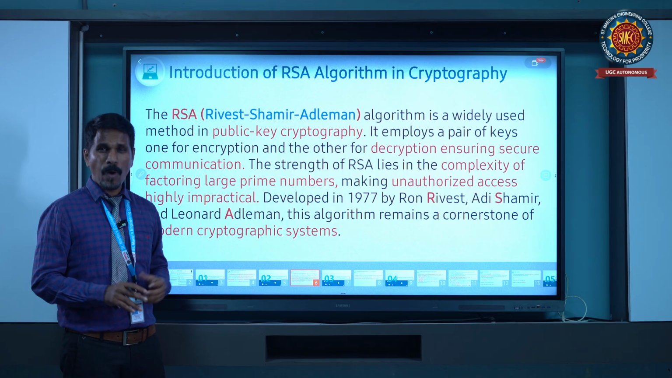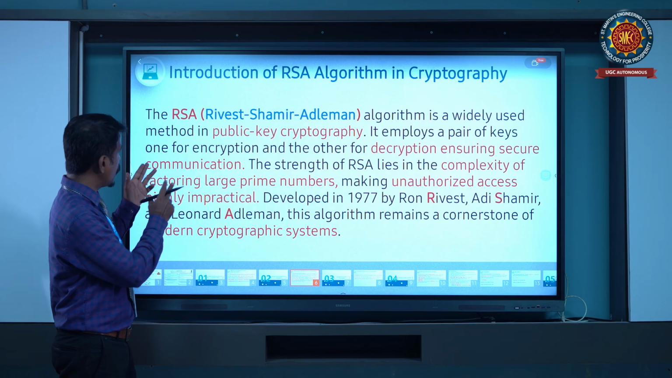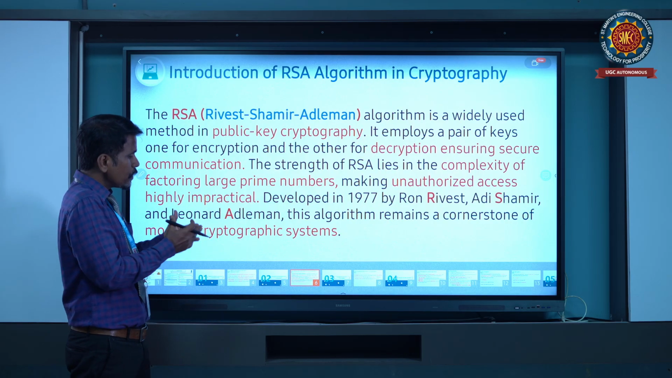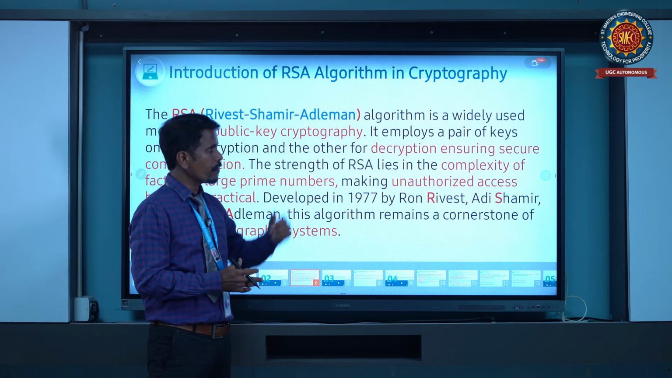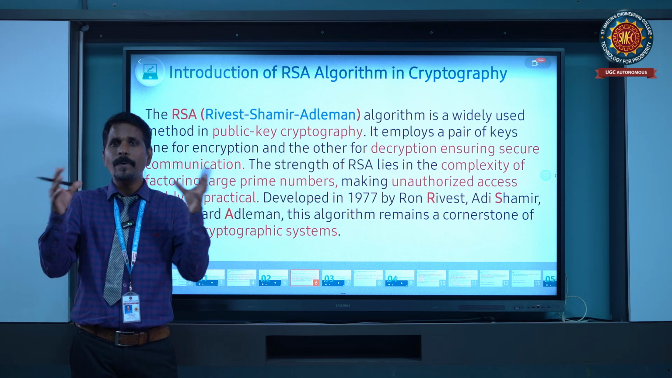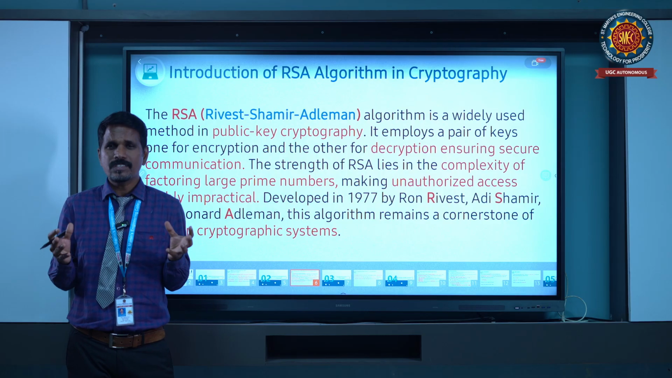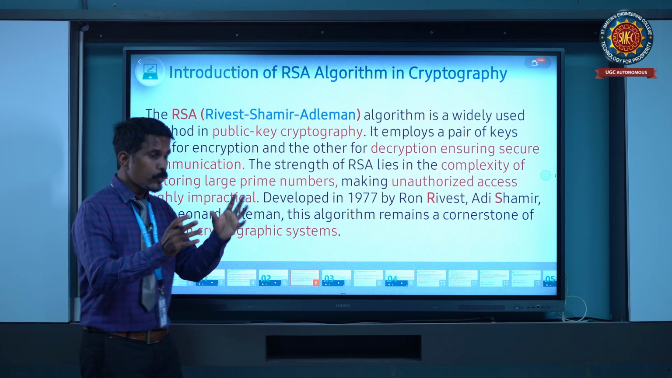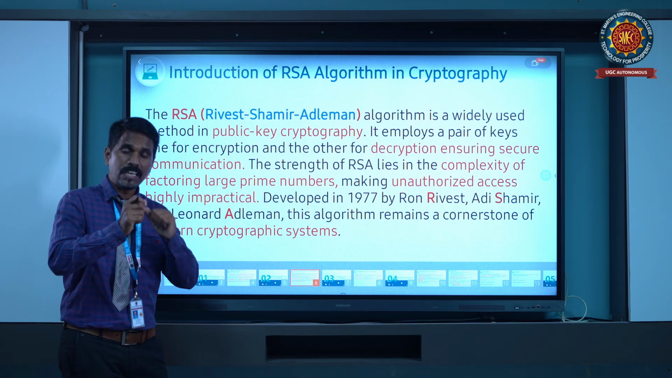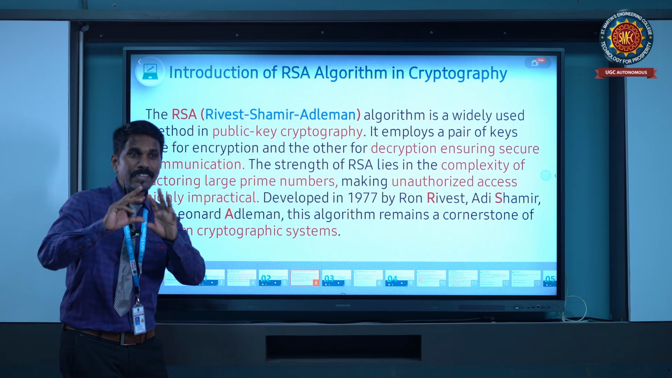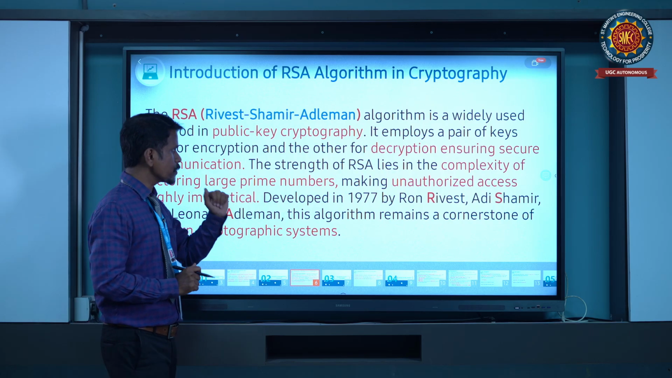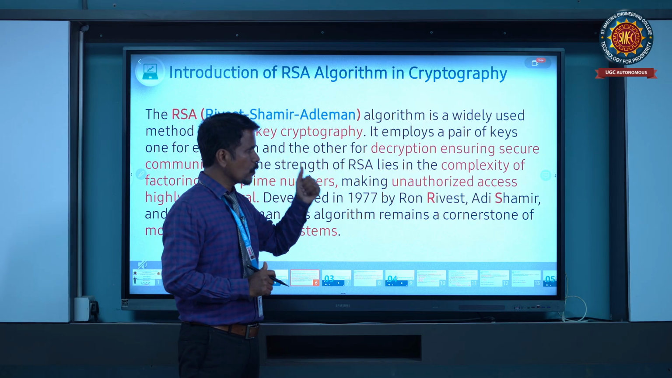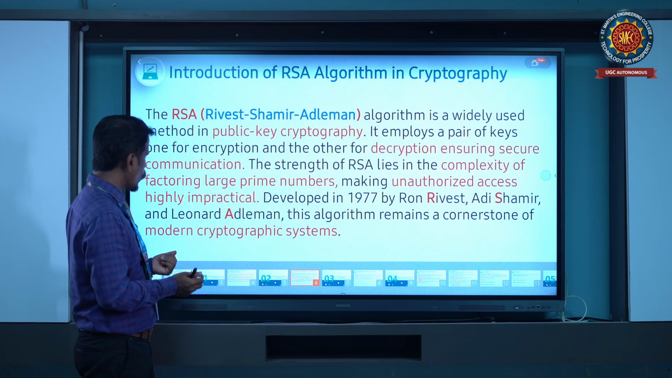This algorithm is widely used in this area. How is it widely used? This method is called public key cryptography. It employs two keys: one is the public key, another is the private key. Using them, we can secure the information and protect your data sets. These are the processes. Using them, we can strengthen the RSA algorithm. How can we strengthen the RSA algorithm?